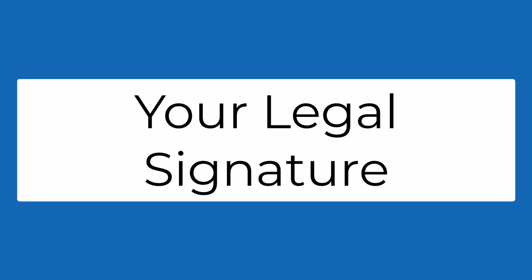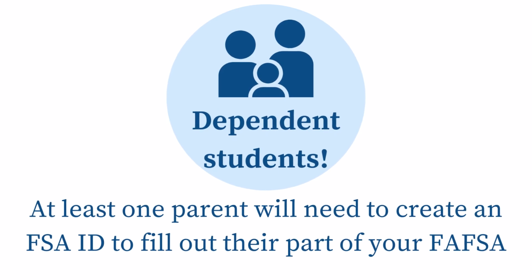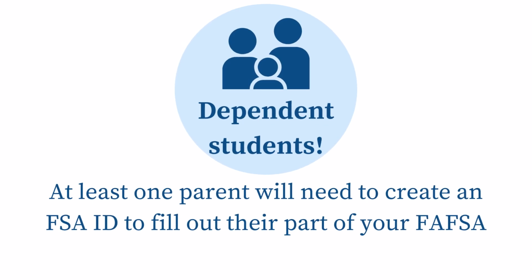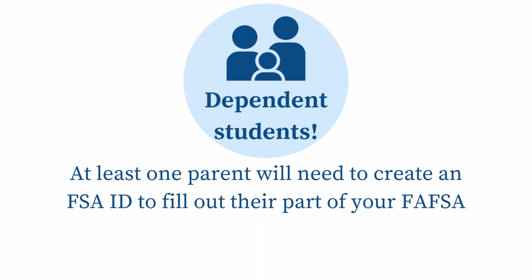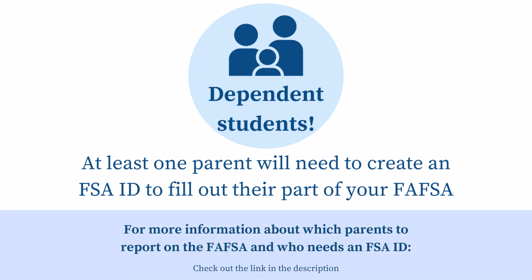The FSA ID is a unique username and password that acts as your legal signature when you sign and submit your FAFSA. If you are a dependent student, which means you'll need to include your parents' information, at least one of your parents should create an FSA ID before starting the FAFSA. It is possible both parents may need their own FSA ID in some circumstances. For more information, check out the link in the description.